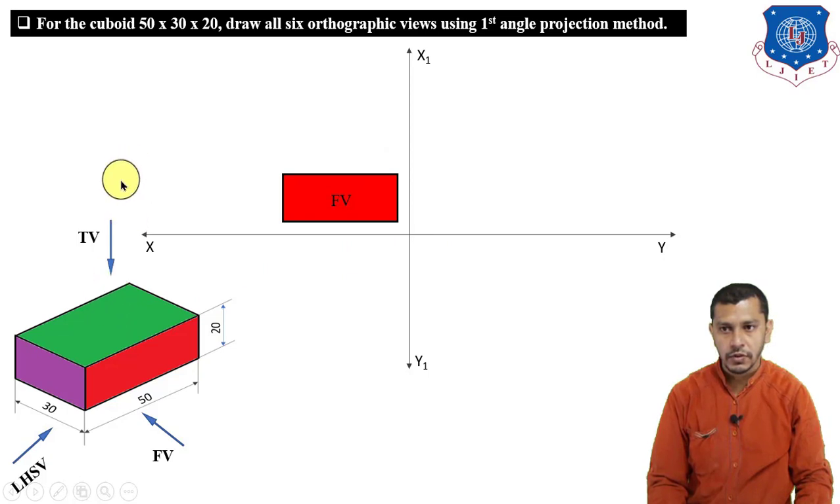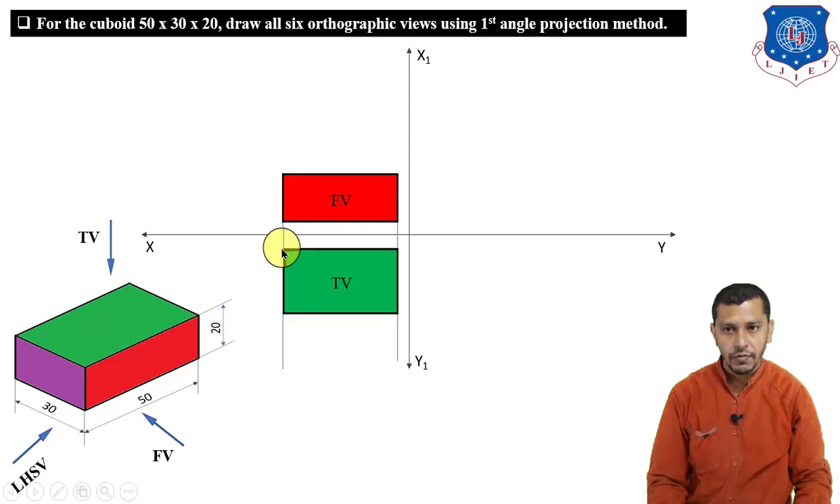Now the top view. For the top view we have to observe the object from the top direction. In the top view we will get a rectangle again showing the surface of the cuboid. This green surface of the cuboid gives us the top view having length 50 and width 30. First of all, project the length of the top view from the front view. Now we have to measure the width parallel to the x1 y1 line. Length will be parallel to the xy line and the width will be parallel to the x1 y1 line. So this will be our top view having length 50 and width 30.